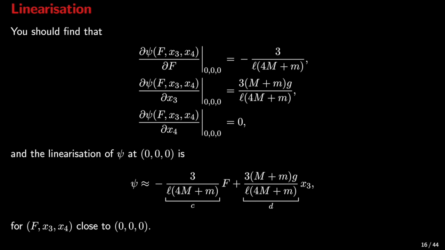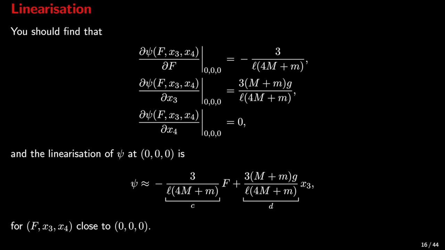So welcome back. You must have found these values for the partial derivatives of psi at 0. And the linearization of psi has this form. We can call this constant c and this constant d. Both c and d are positive constants. We can then say that psi is approximately equal to minus c times f plus d times x3, and this is valid close to the equilibrium point 0, 0, 0.